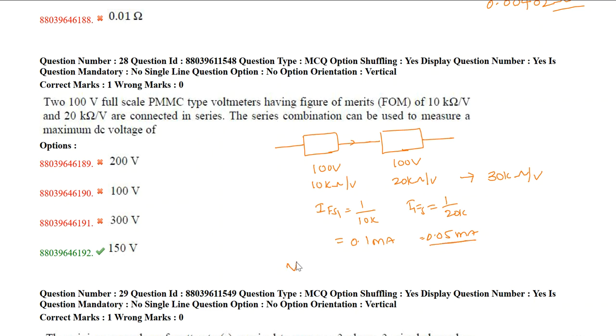Now I need to find the voltage drop of this series combination. The voltage drop is equal to 0.05 into 10 power minus 3 into the total resistance, 30 kilo ohm per volt. Per volt means per volt of the measurement range, so I will multiply with 100 here. Once you substitute this, you will get the answer as 150 volts. The range will be 150 volts, that is the answer here.